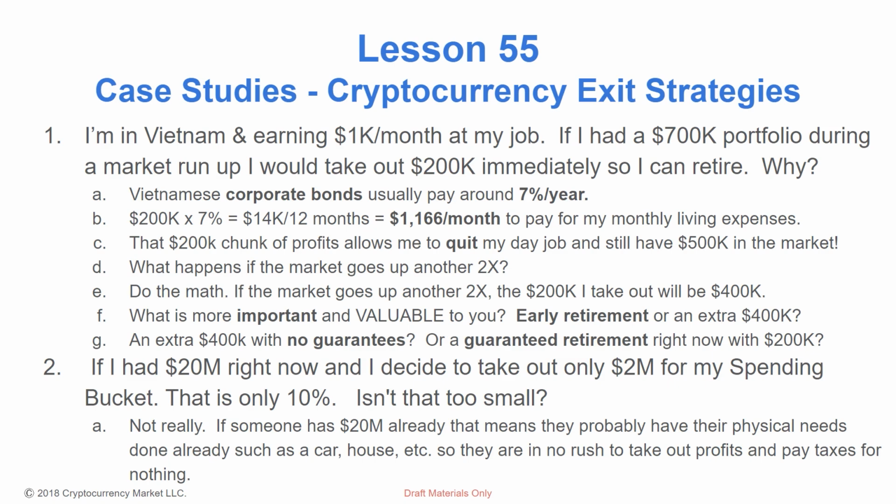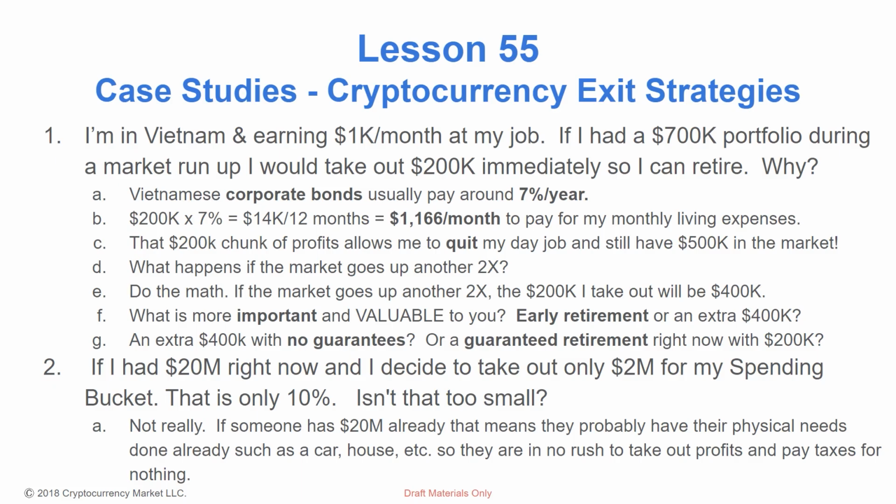For me personally, if I had $700,000 in my portfolio, I would take out the $200,000 immediately, so that guarantees that I can retire early. Now, that doesn't mean I have to quit my job right away. I can still work my day job until the bull market is over and then retire. But I know that I can retire because I have the $200,000 in the bank already.